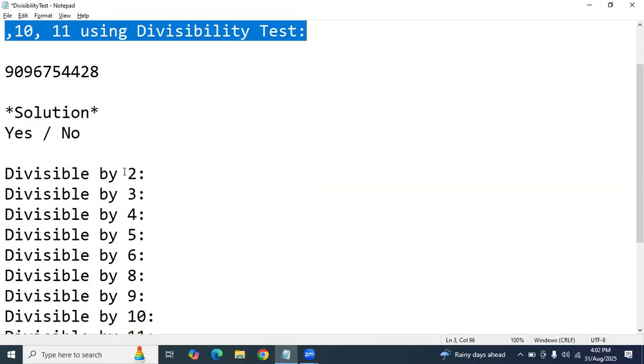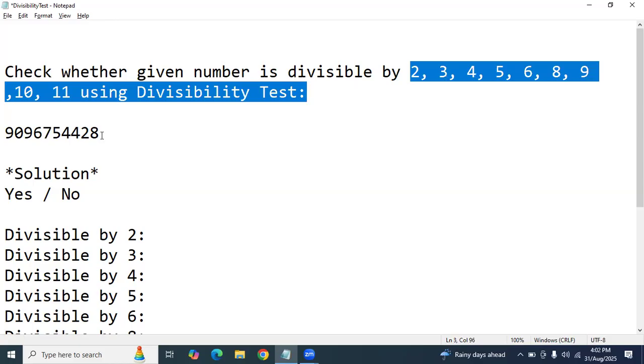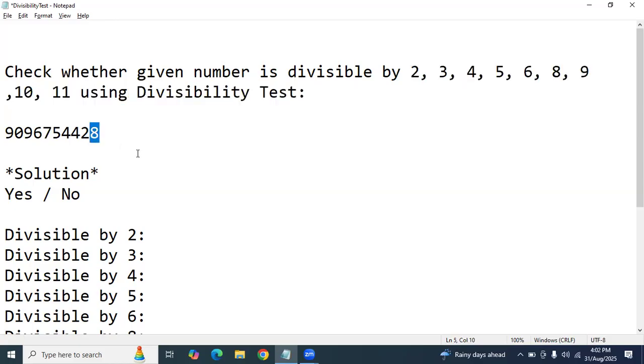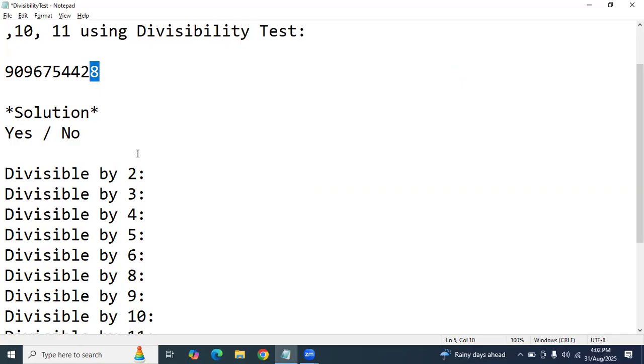The divisibility test for 2 is: when any number ends with an even digit, it is divisible by 2. When it says even, it's 0, 2, 4, 6, 8. If any number ends with an even digit, that is divisible by 2. It ends with an even number, which is 8. So we can say that this number is divisible by 2. Just look at the last digit 8, which is even. So yes, it is divisible by 2.